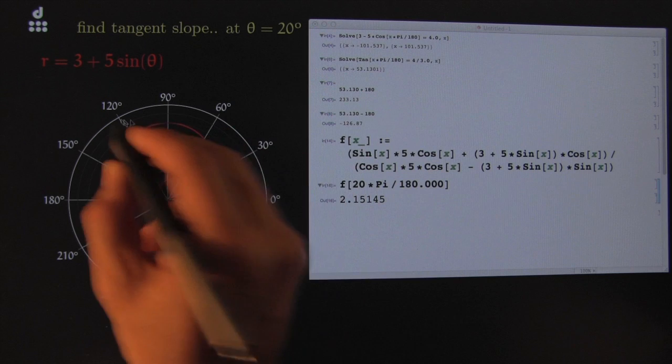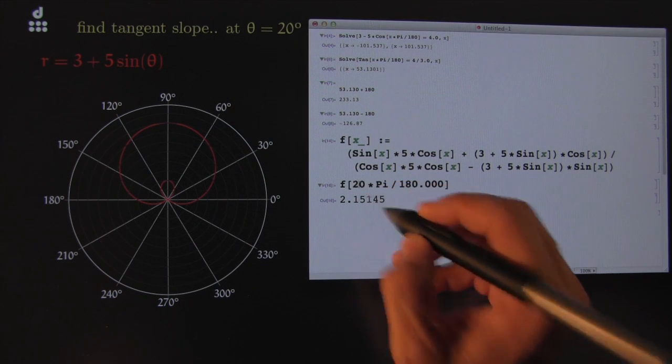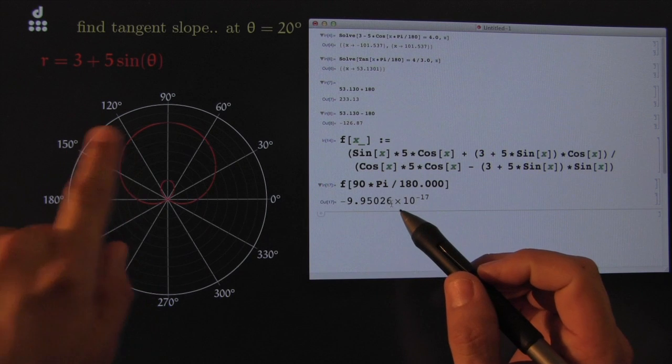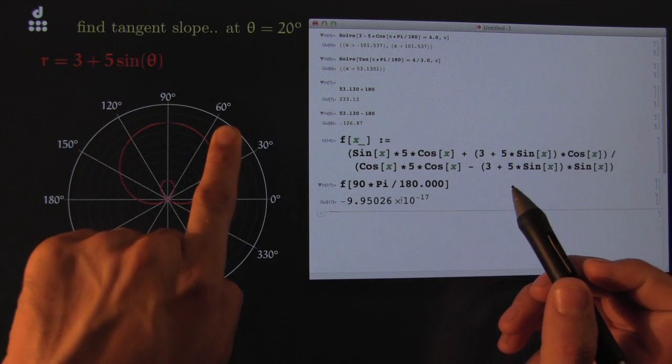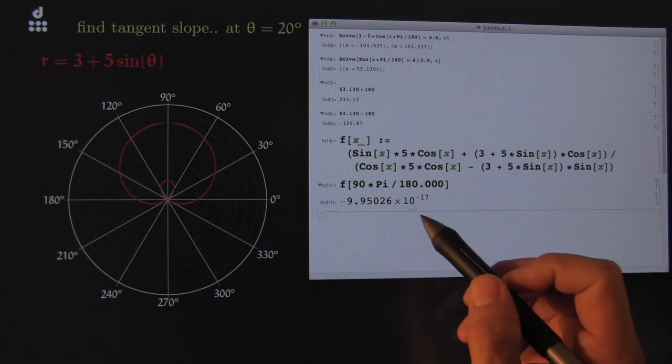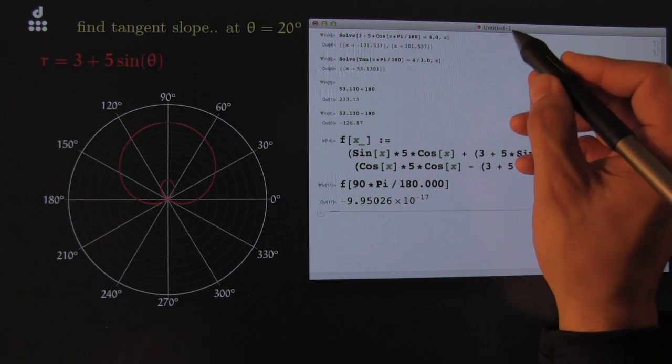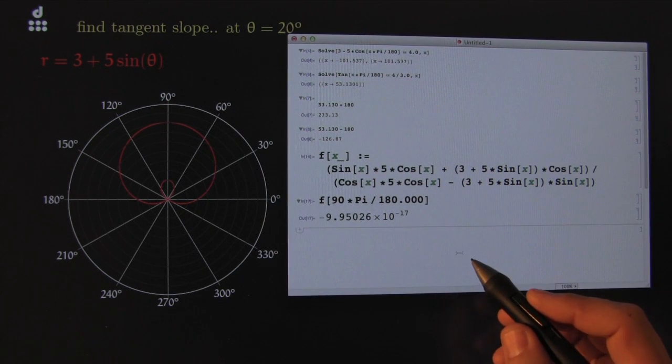Pick 90 degrees. What do you think it would be at 90 degrees? Well, pretty close to 0. It should be flat. The tangent slope should be 0. The little calculator confirms exactly that. Anyways, that's a tangent slope.